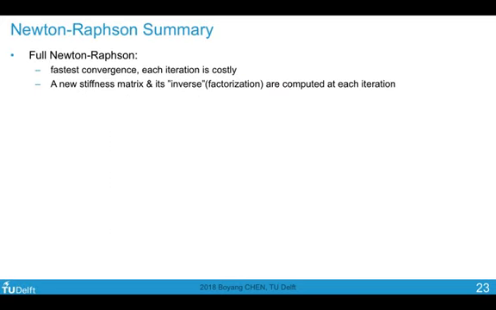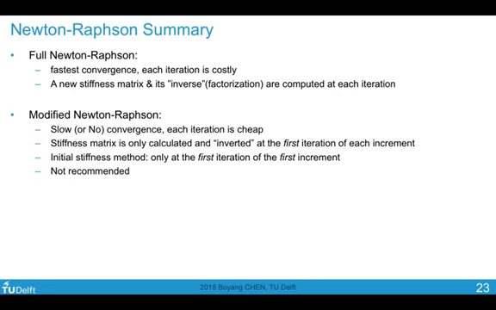So in summary, I have covered a full Newton-Raphson, and this is the fastest method in terms of convergence, but it's very costly because we need to calculate the tangent stiffness after each iteration. Then I've mentioned the modified Newton-Raphson. It's cheap because we only calculate the tangent stiffness once per increment or even once per analysis, but it's very slow in terms of convergence, so it's not recommended.